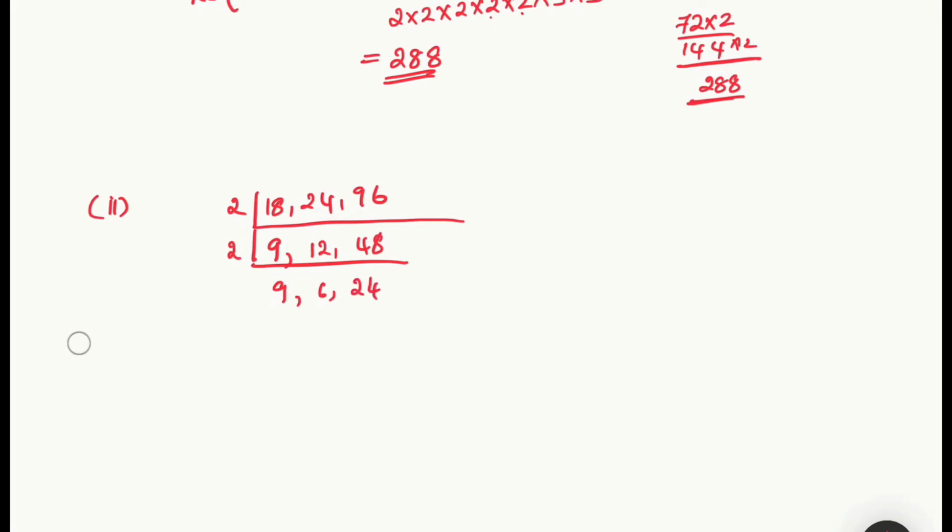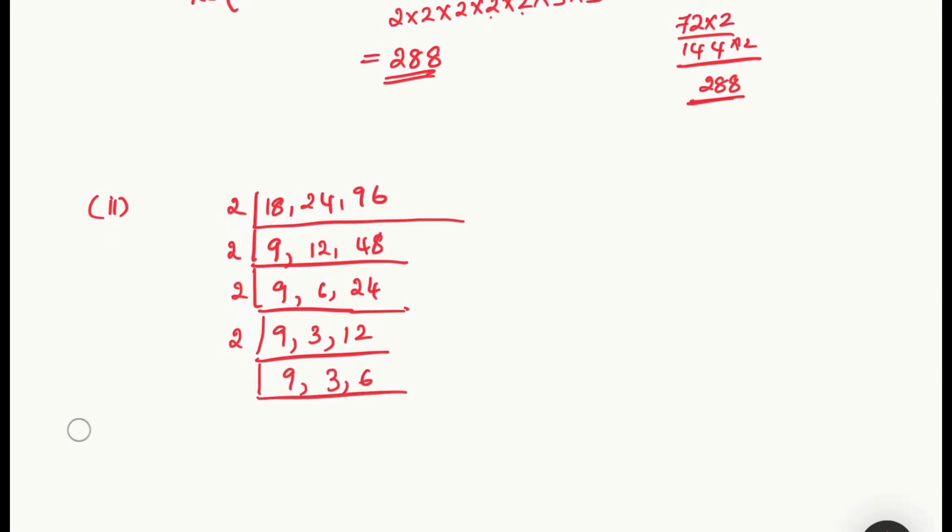48, I get 24. Again when I take 2, 9 remains like that. 3 and 12 again. 12 I can divide with 2, right? So I take it as 9, 3 and 6. Okay, so again 2, 9, 3 and 3. So again I'll take 3 now. 3, 1, 1. So what will be our LCM again?